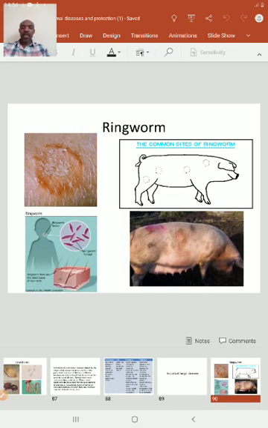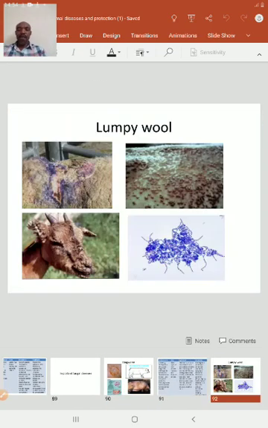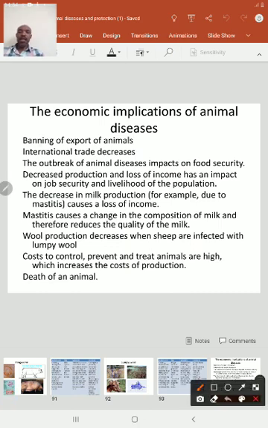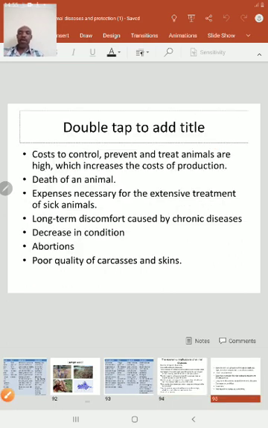Under fungal diseases, we have ringworm and we have lumpy wool, as you can see. These are some of the economic implications of animal diseases. You can see there, definitely there will be no exports, you'll be banned, and it has an impact on food security, the decrease in production, the loss of income, especially mastitis, which reduces the quality of milk, and death of animals. All those are some of the economic implications.